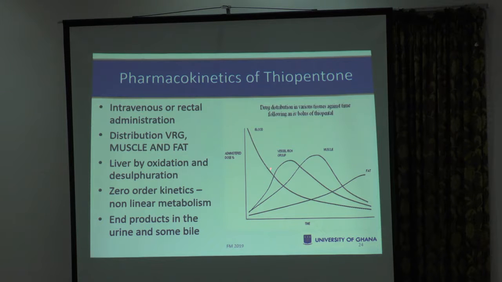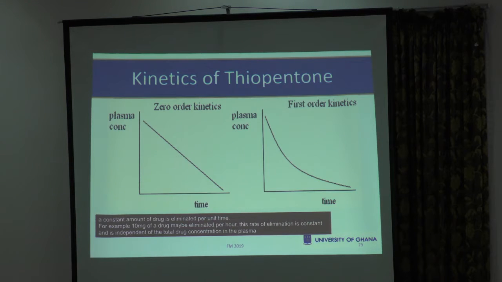But you see, it goes to the brain and the very rich groups, then muscle. And then it goes and stays in the fat. So after 2 weeks, you can still get the products of thiopentone in your urine. So it stays in the body for a very, very long time.